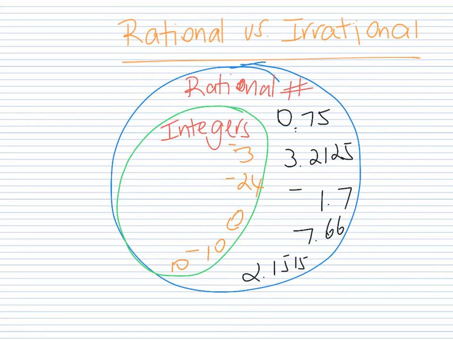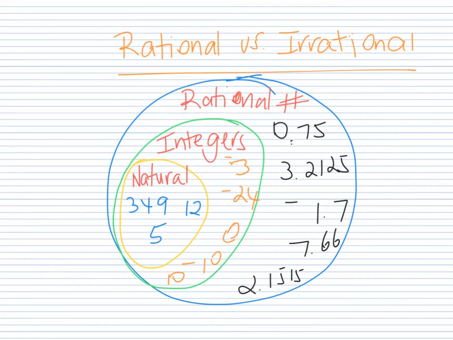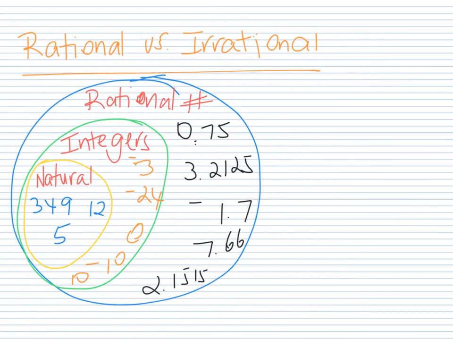So our next circle within here, let me get my red pen, is what's called natural numbers. Natural numbers are very similar to integers, except they are only positive numbers. So I would expect, say, 3, 4, 9, 12, the number 5, anything that's a whole number and also a positive number.